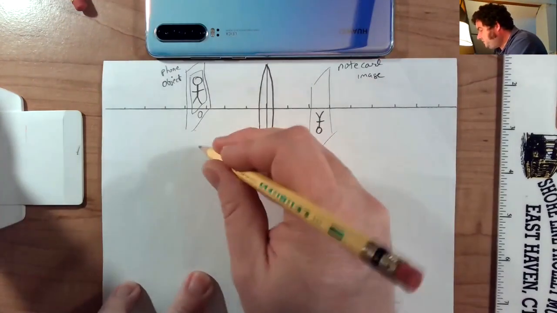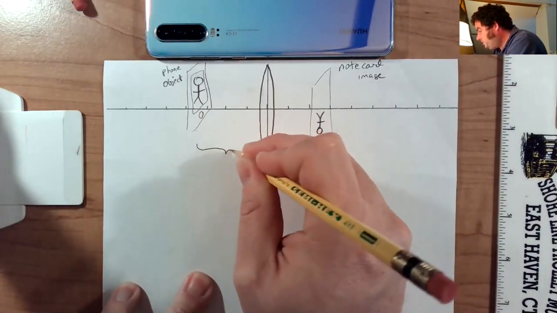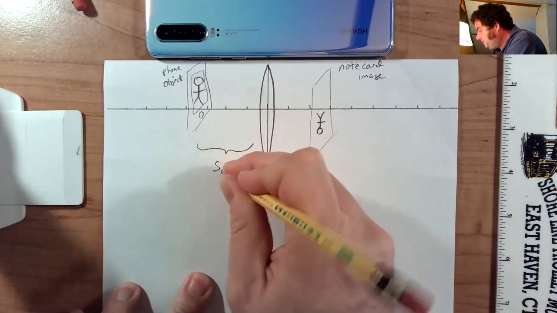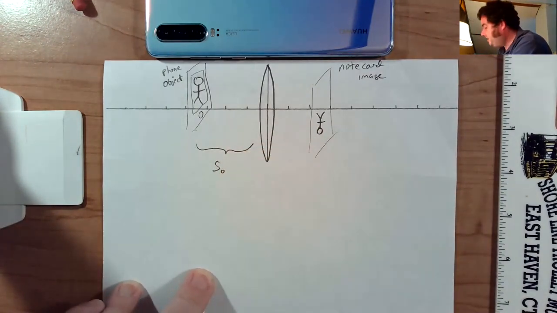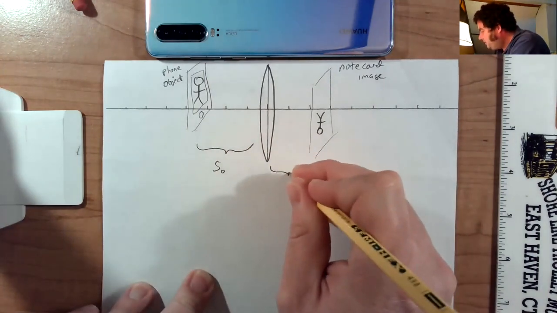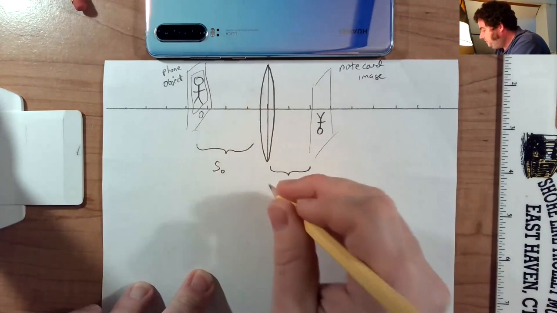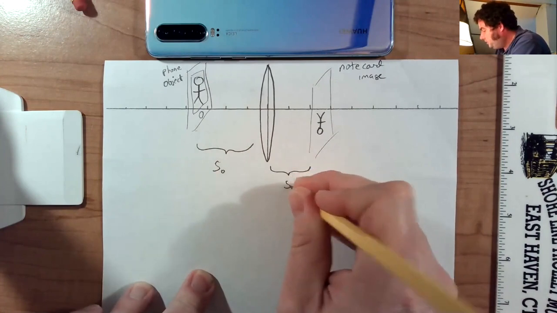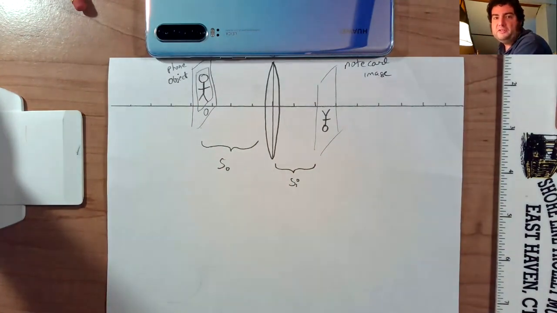The object distance, which usually would be the thing we changed, gets labeled SO for distance object. S is traditional here. The note card is the image, so SI for image distance.